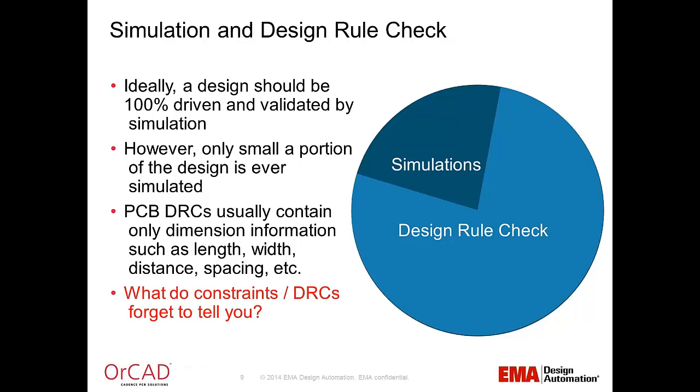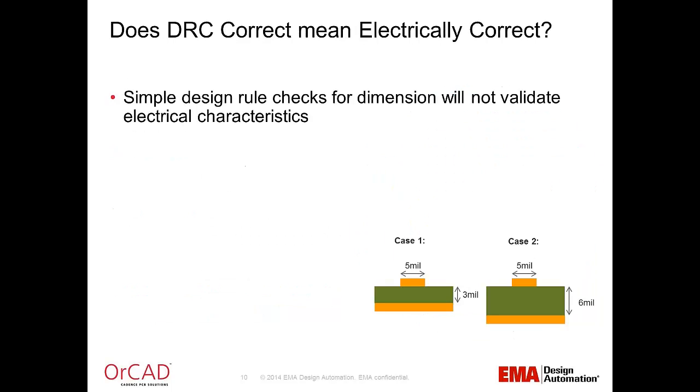So what do the DRCs forget to tell you? Well, that's what this particular flow is going to focus on. Let's take a look at a couple of particular cases here. We have a 5 mil trace running across a dielectric. Case 1, that dielectric is only 3 mils thick. Case 2, the dielectric is 6 mils thick.